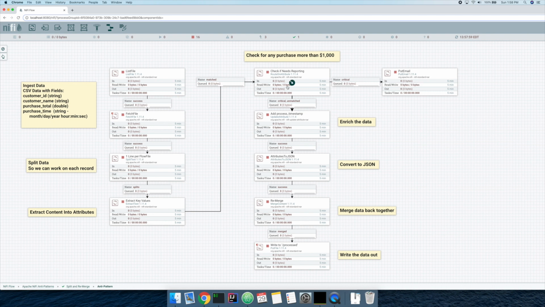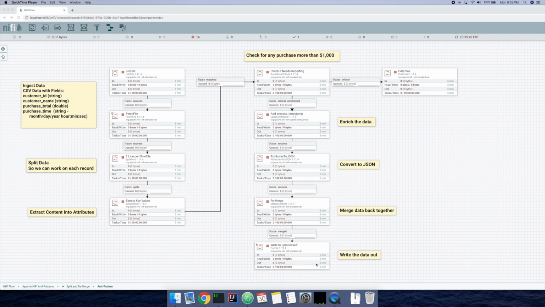Once we've made that routing decision, we're going to enrich the CSV data. Once we've enriched that data, then we're going to convert that CSV data into JSON. And finally, we're going to write that data out somewhere. In this case, we're using a put file processor just to put it back to the local file system. So we can go ahead and start this flow, and we'll see the data moving through the system.